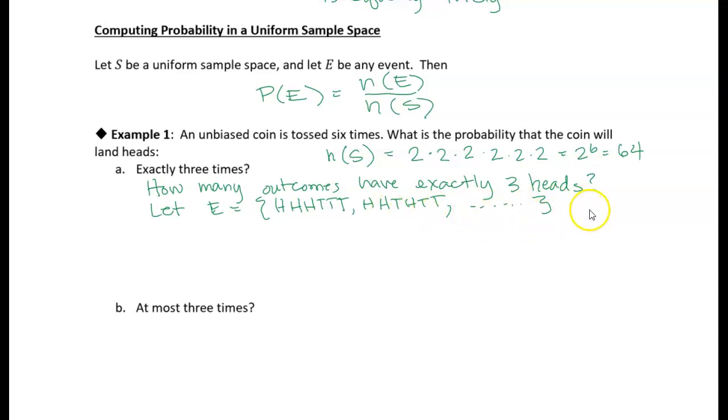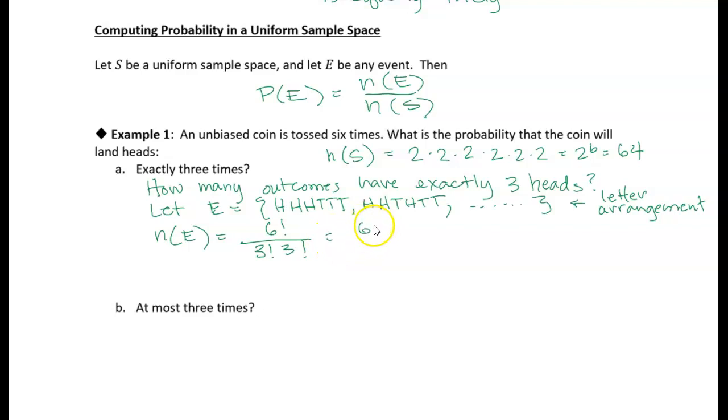So we've done this problem before. If you remember, we can think of it like a letter arrangement. We've got 3 heads and 3 tails, and we just want to know how many different ways we can arrange those letters, right? So the number of elements in the event that we're interested in is going to be 6 factorial, because there's 6 letters, and we're going to divide by 3 factorial times 3 factorial, okay? Because there are 3 H's and 3 T's.